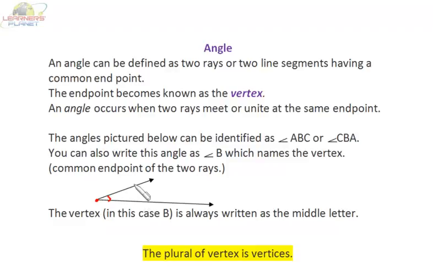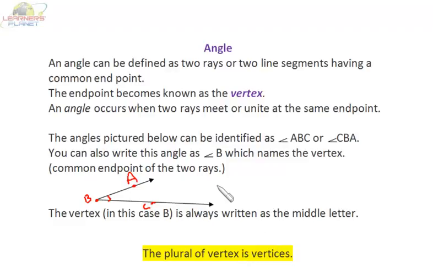Suppose I have A, B and C. So this is ray BA, this is ray BC, and the two rays are meeting at the point B. So we can call it angle ABC or CBA, or we can just call it angle B. That is the common endpoint. That means generally we write the vertex in between. Friends, we should remember that the plural of vertex is vertices.